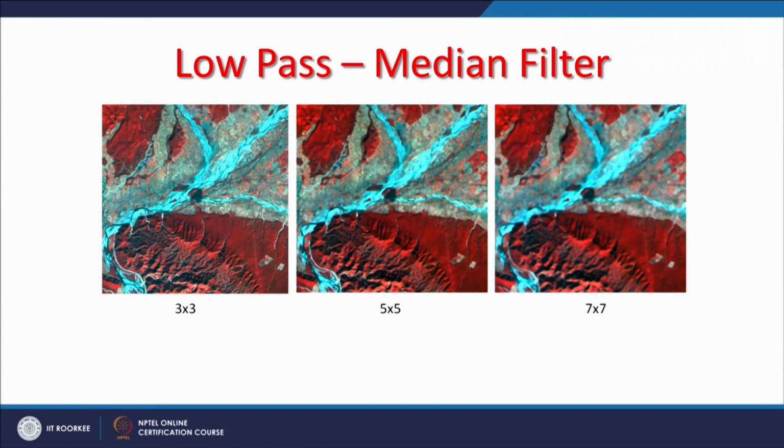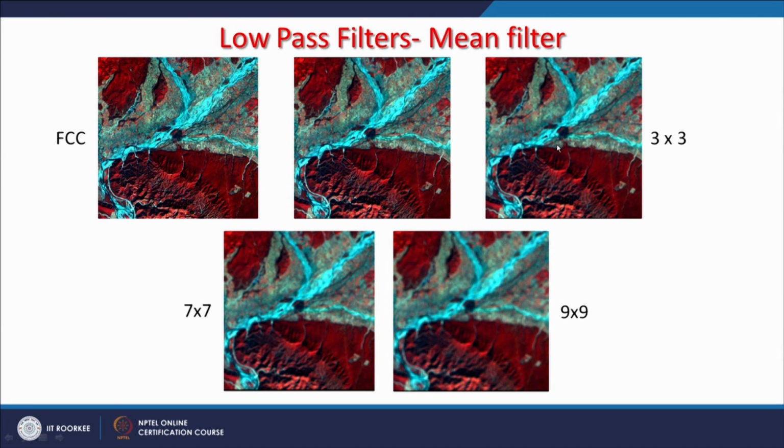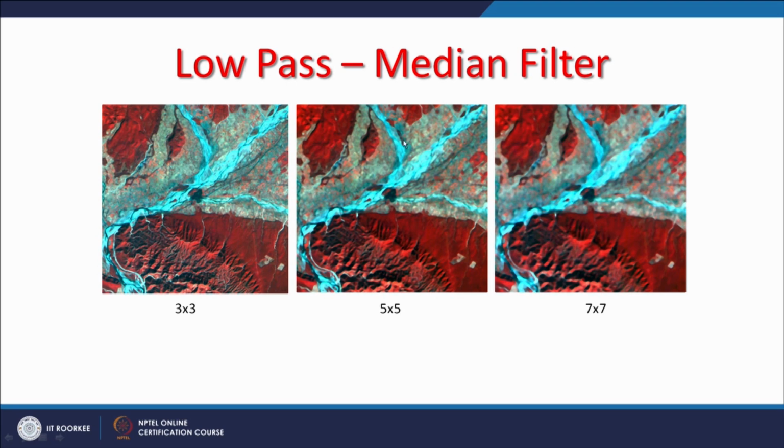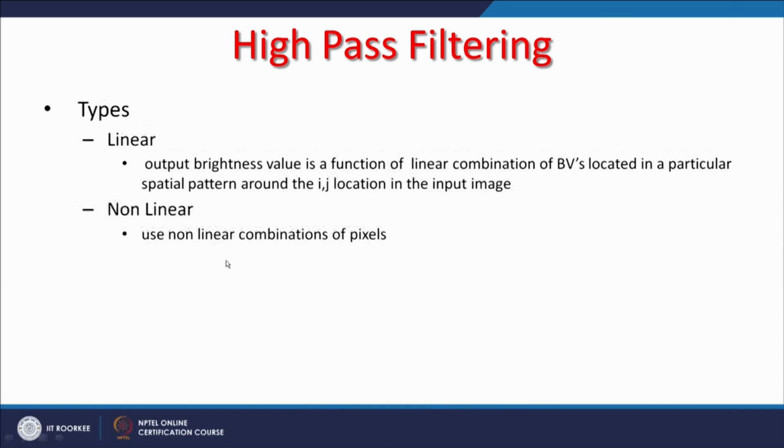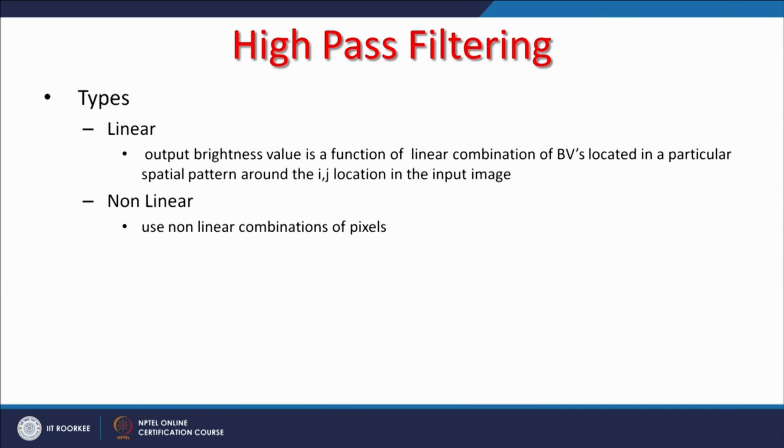This is another example, of the median filter; that was the mean filter, different variations of low pass filter. The median filter is de-emphasizing the local variations and emphasizing the regional ones very clearly. Now this is the mode filter, so there are other changes for the same image which you have taken. In the case of high pass filters, we can take linear or non-linear.